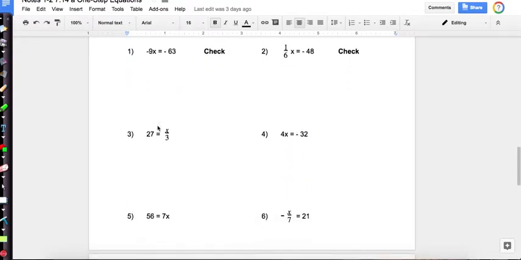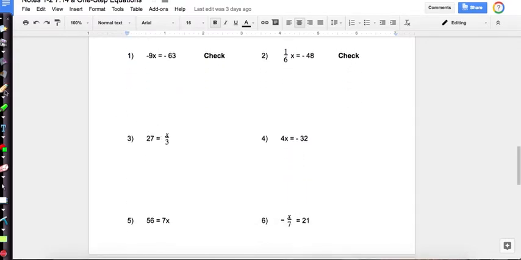Okay, so number 1 says negative 9x equals negative 63. So what does a number in front of a letter mean? Multiplication. So what's the opposite of multiplication? Division. So we're going to divide both sides by negative 9. Negative 9 divided by negative 9 equals 1. So we say that it's a 1 in disguise because we don't need to write 1x. We just write x. And what's negative 63 divided by negative 9?